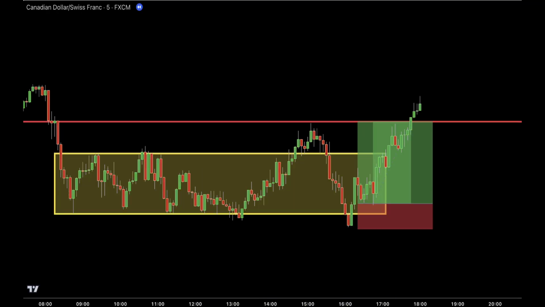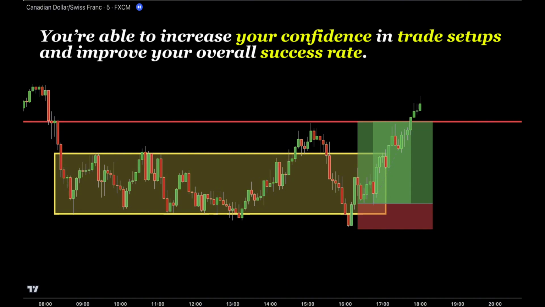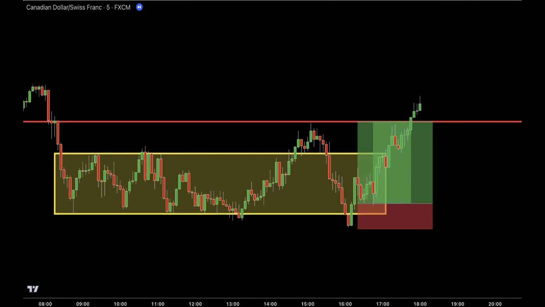The market moves upward and hits our target, confirming a winning trade. By combining top-down analysis with the power of 3 strategy, you're able to increase your confidence in trade setups and improve your overall success rate.